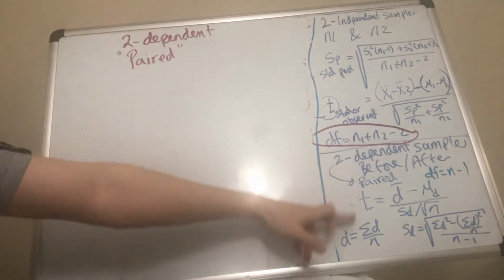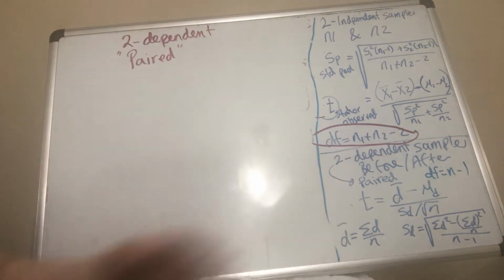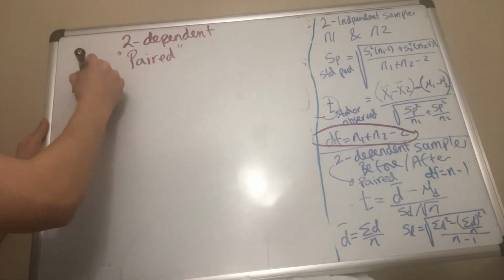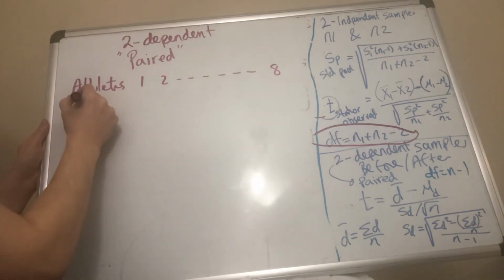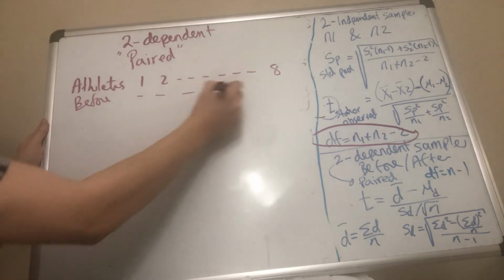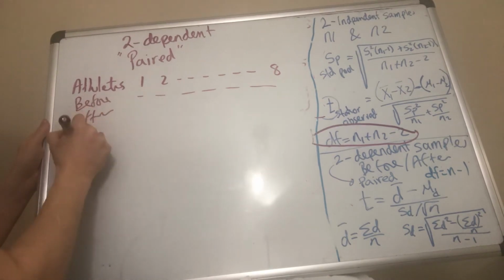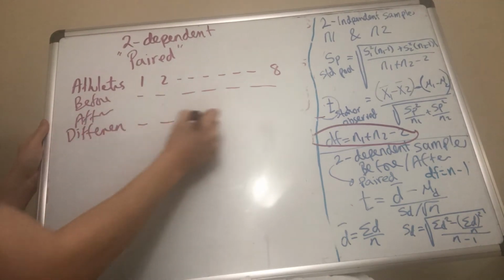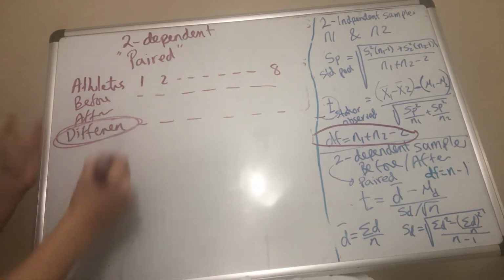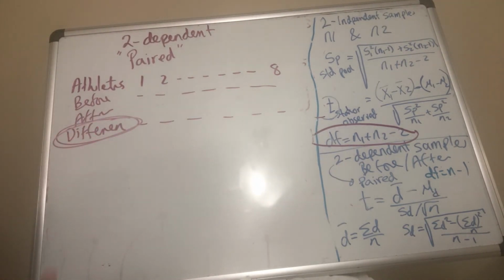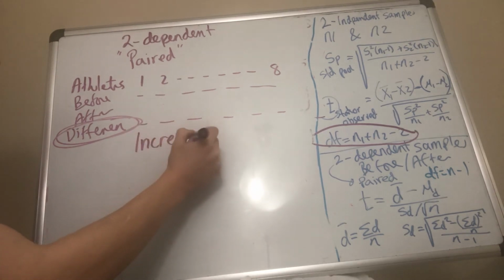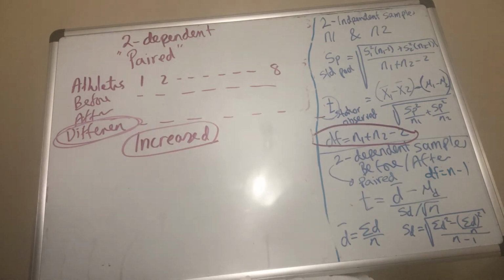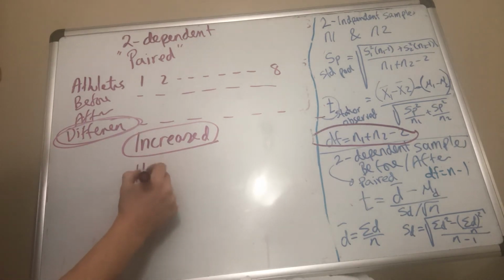And for a 2-sample dependent, there is a set of formulas. In the question, you have the athletes 1, 2, all the way to 8. You have the numbers for before, you have the numbers for after, and there is a line called difference, and that's the important line. We'll talk about why it's the important line for a dependent. Now, the claim is that it has increased the vertical jump. What's the null hypothesis and the alternative?